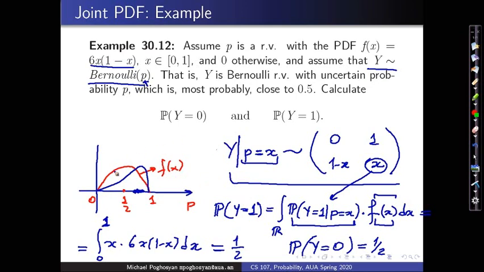This example and these calculations are very important for Bayesian statistics. There is a part of statistics called Bayesian statistics, which is doing this kind of calculation a lot of times.